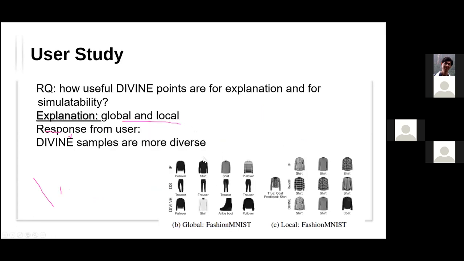And then in their user study, they wanted to ask the research question on how useful these points are for explanation and for simulatability. For the explanation, again, it's this example, and they ask users to evaluate how diverse those selected points are, and the result is that divine samples are much more diverse than other methods.